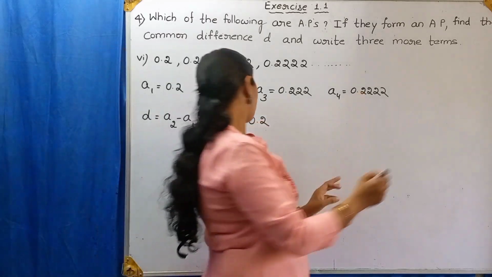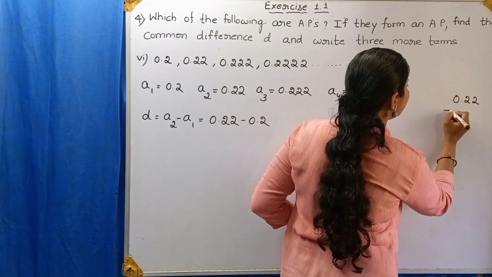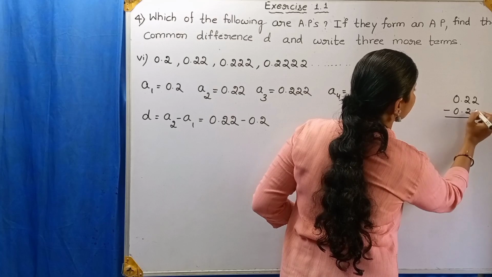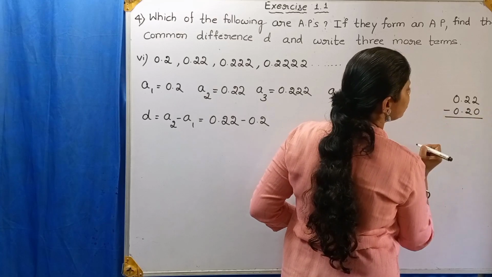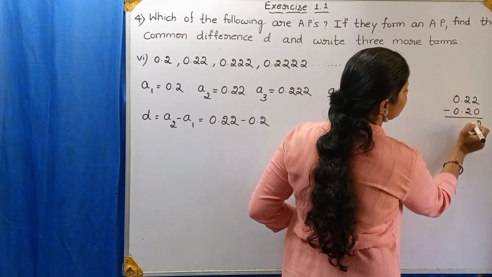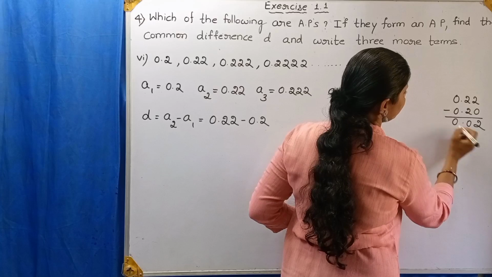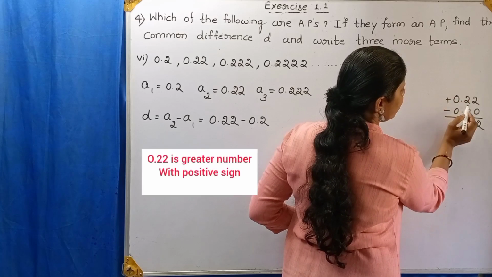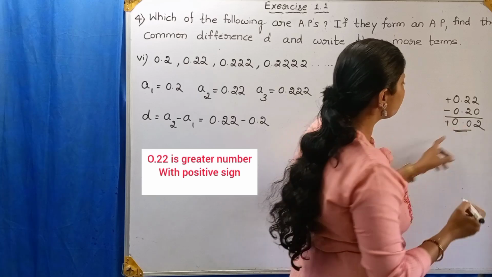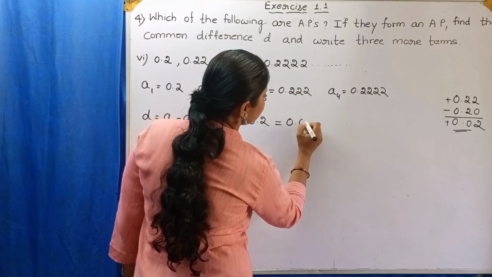I will do here 0.22 minus 0.2 is what? Nothing is here, so we will write 0. 2 minus 0 is 2. 2 minus 2 is 0. 0.02, isn't it? Here it is a plus sign. Therefore, it will remain as plus 0.02.